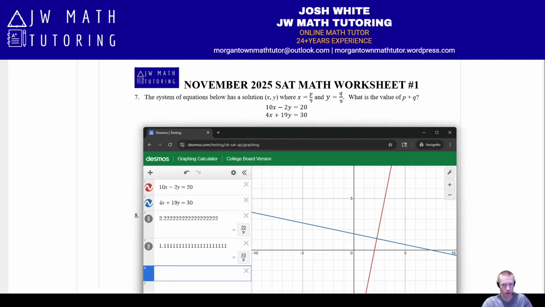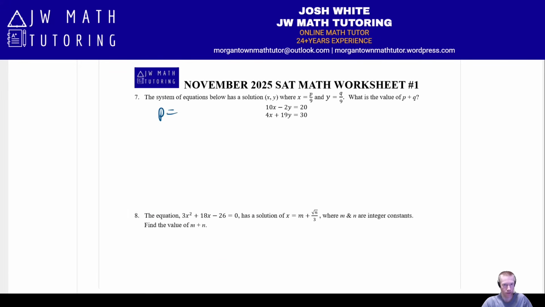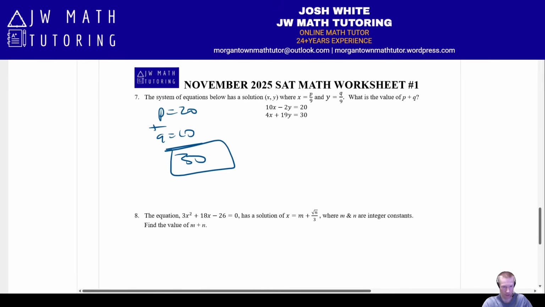So now, what is P? What is Q? Well, P is just going to equal 20. Q is going to equal 10. So we go ahead, we add them together, and we get 30. And that's the correct answer. That's what you would fill in.